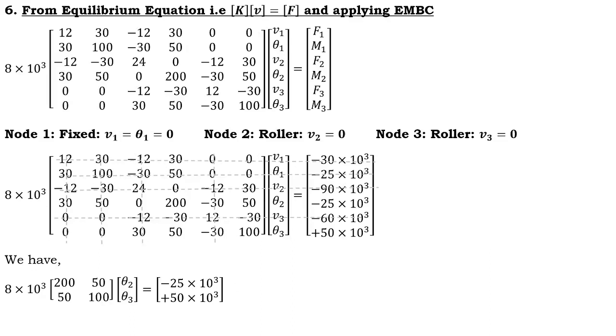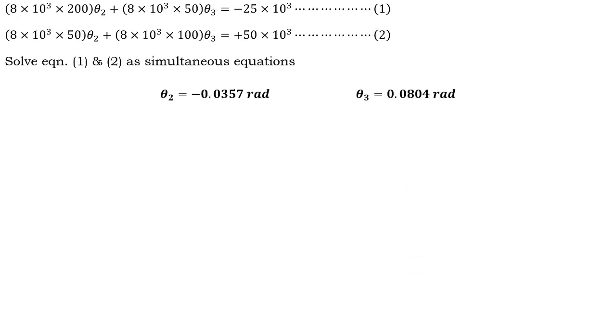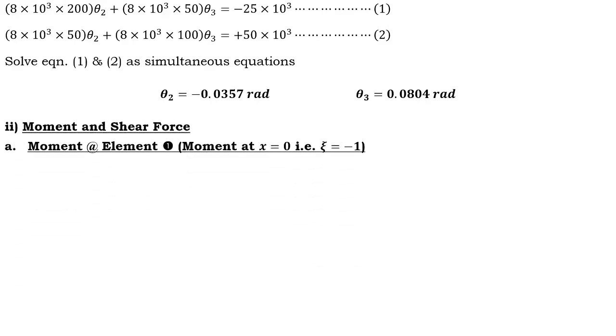Similarly, when I multiply for the second row, I will get the second equation. So these are the two equations I am going to get. When I solve these two equations, I will get the values for theta 2 and theta 3. Solving these two simultaneous equations, I get theta 2 as minus 0.0357 radians and theta 3 as plus 0.0804 radians. So these are the two slopes at node number 2 and 3.